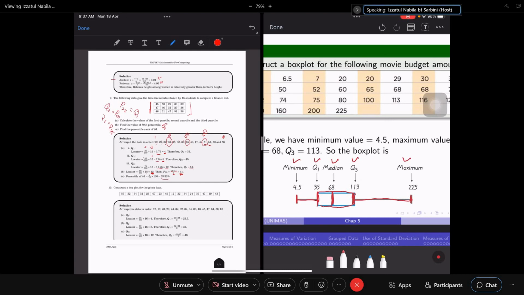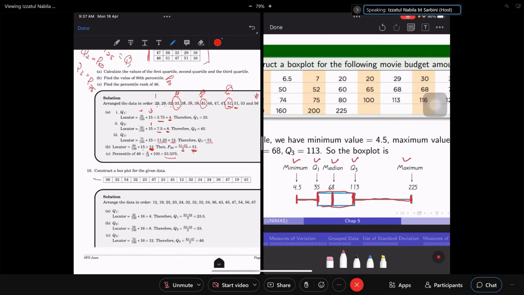So in this case, you are given this data here. What you do is arrange it in order first, so that you can see the minimum and maximum. So you already have the values for maximum and minimum. That one is settled.